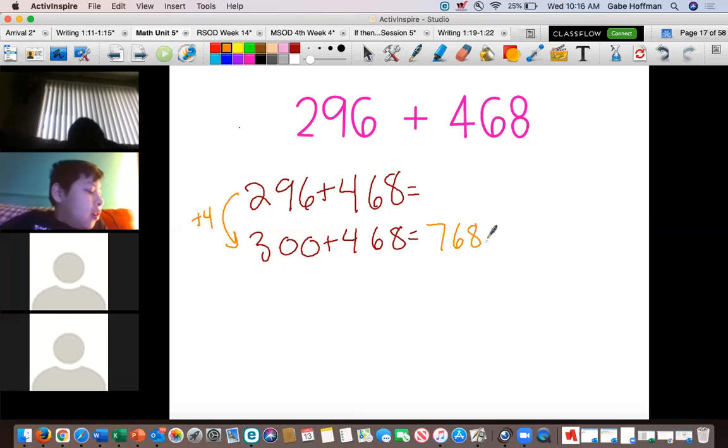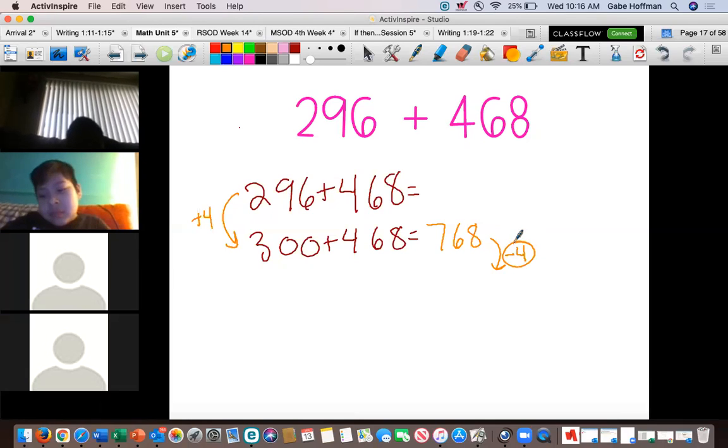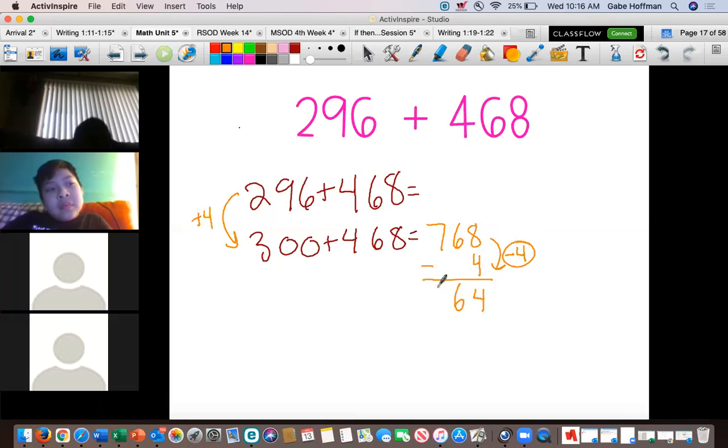So now we have to take away 4 to make up for what we did to make it easier. So now I'm going to subtract 4 and I get 764, right? So if I change one number, whatever I did to that one of those numbers, I have to make up for it and do the opposite, okay?